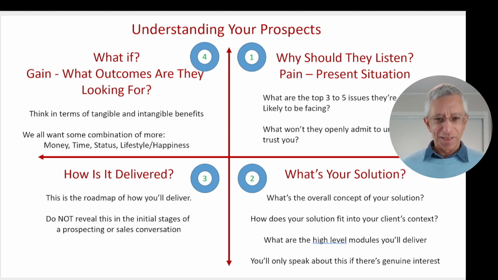The second quadrant is, what's your solution? What's the overall concept of your solution? How does it fit into the client's context? What are the high-level modules that you're going to offer? And when should you speak about this? And then, of course, how is it delivered? And then what are the outcomes that they're looking for? Now, this is where it gets really interesting.